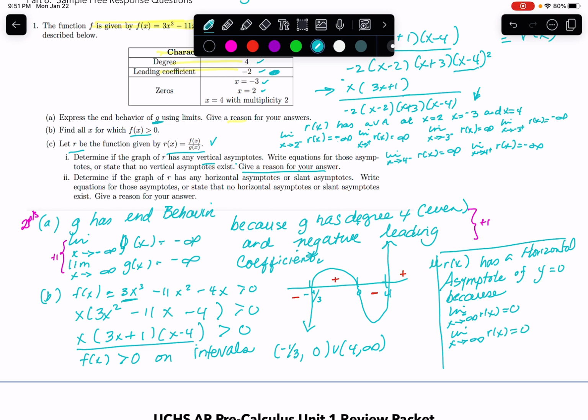This is part II. And state that there are no horizontal or slant. So we would just say for the rest of this, no slant. So don't just say there's a horizontal. Say there's also no slant. You've got to say everything. All right, so that is a video for free response question 1.